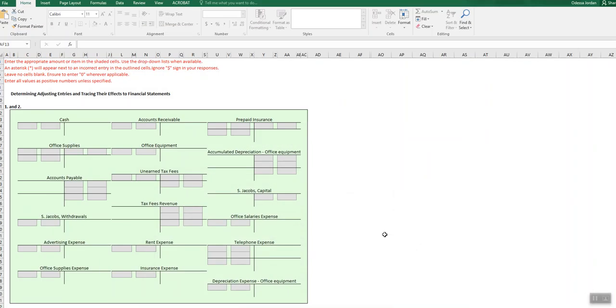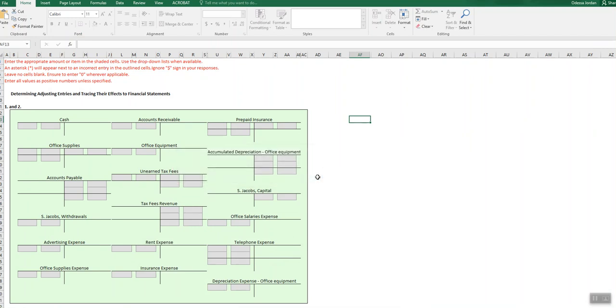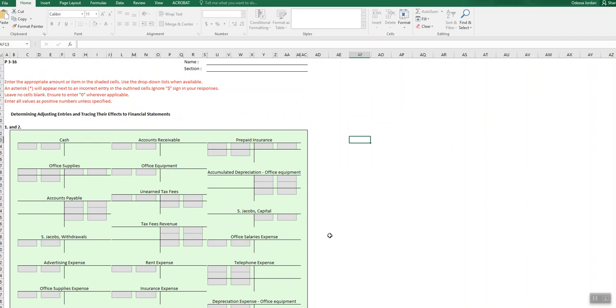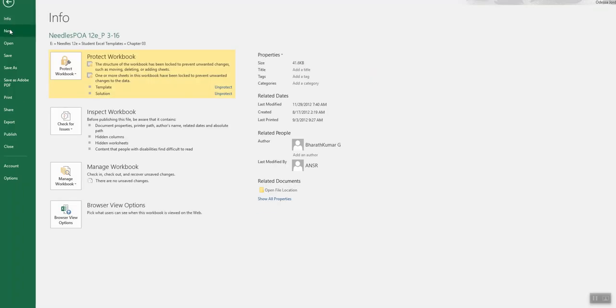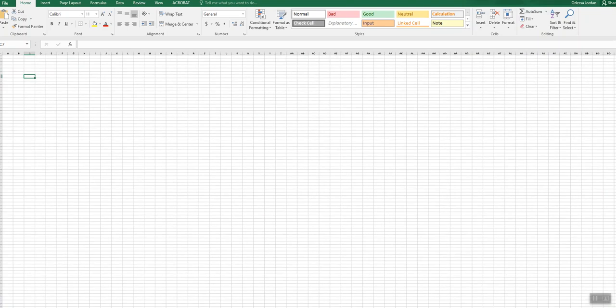So we go over here, and it won't let us do it. So what I'm going to do is open up a separate Excel file so you'll see what it looks like. We're going to zoom in a bit.